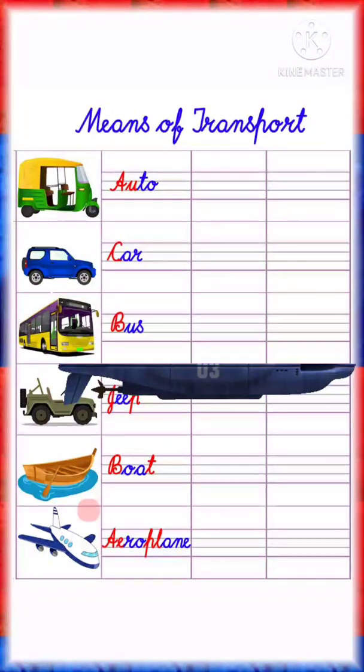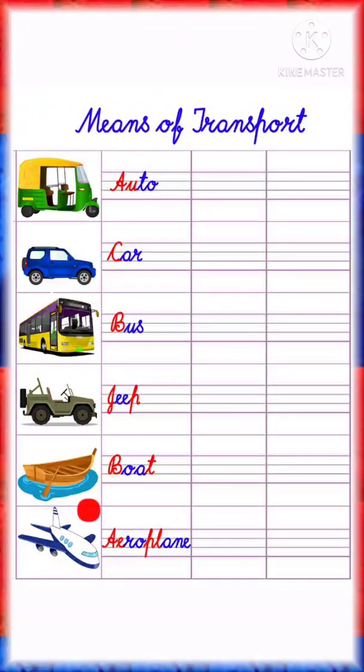Now let's learn spelling of boat. This is also water transport because it sails on water. B says B. O-A, O. T says T. B-O-A-T. Boat.